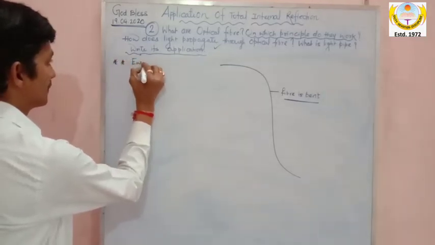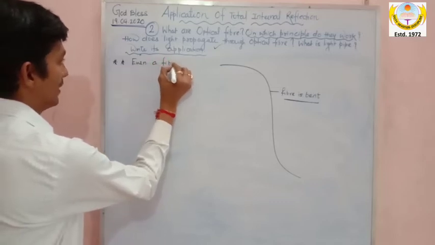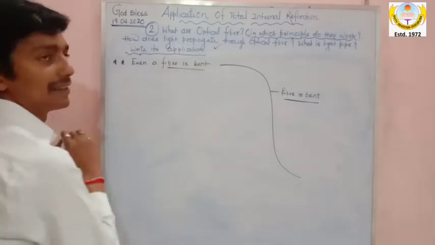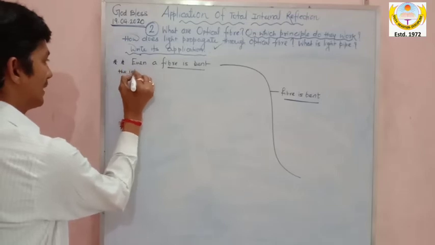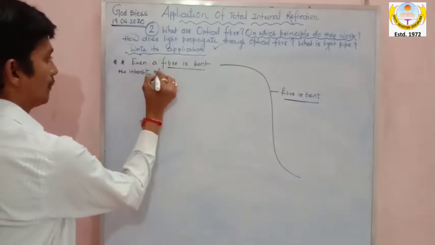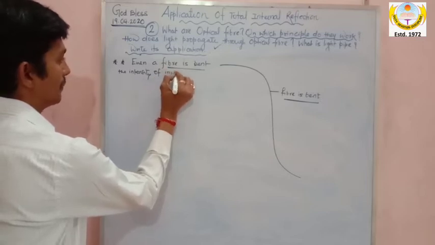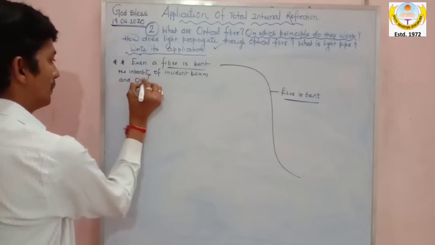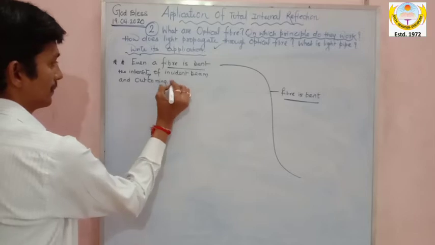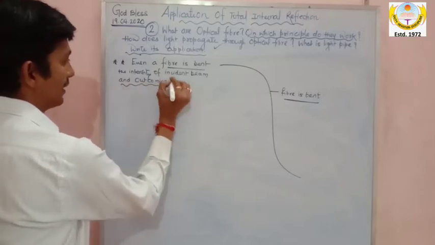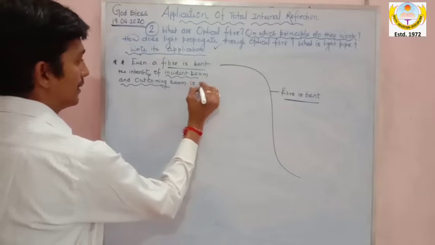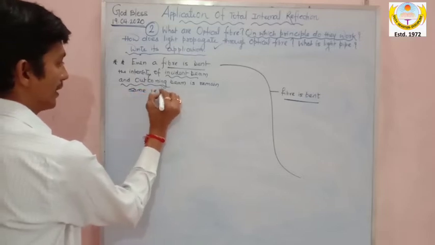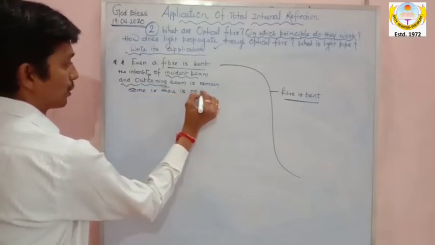Even if a fiber is bent, the intensity of incident beam and outcoming beam remains the same. That is, there is no loss of intensity.